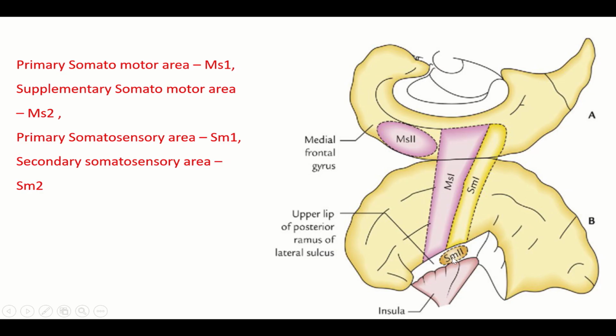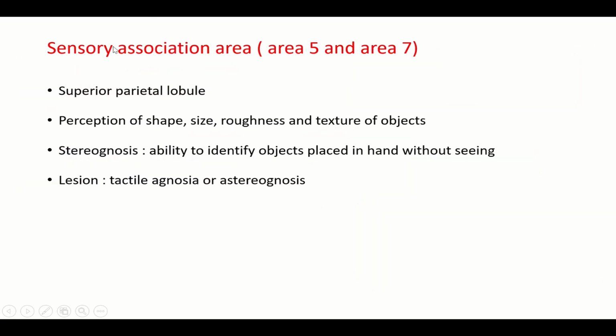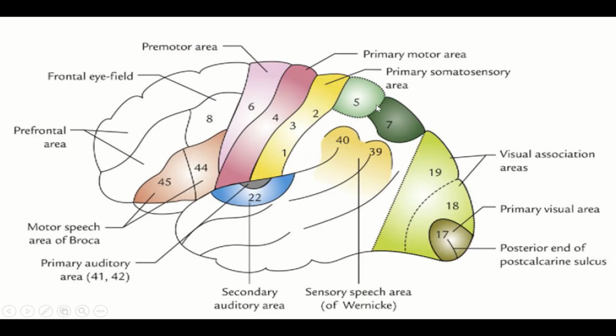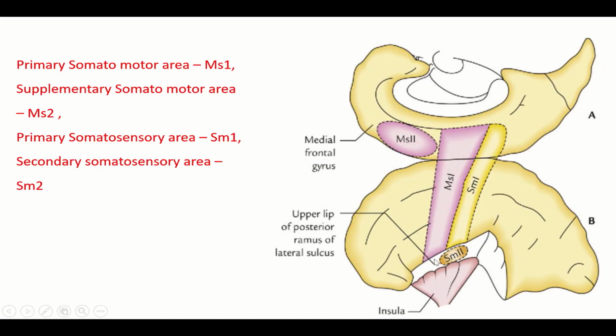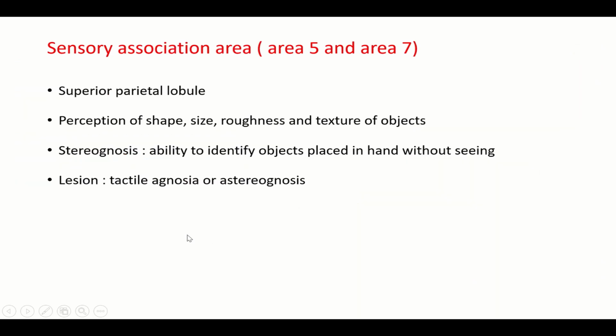Okay, secondary somatosensory area. Now coming to the sensory association area, area number 5 and 7. It is located in the superior parietal lobule, as I can show here. This is the superior parietal lobule, where area number 5 and 7 are located. This is the sensory association area, which is different from the secondary somatosensory area. It helps in perception of shape, size, roughness, and texture of objects. Stereognosis is the ability to identify objects placed in hand without seeing. A lesion in this area results in tactile agnosia or astereognosis.